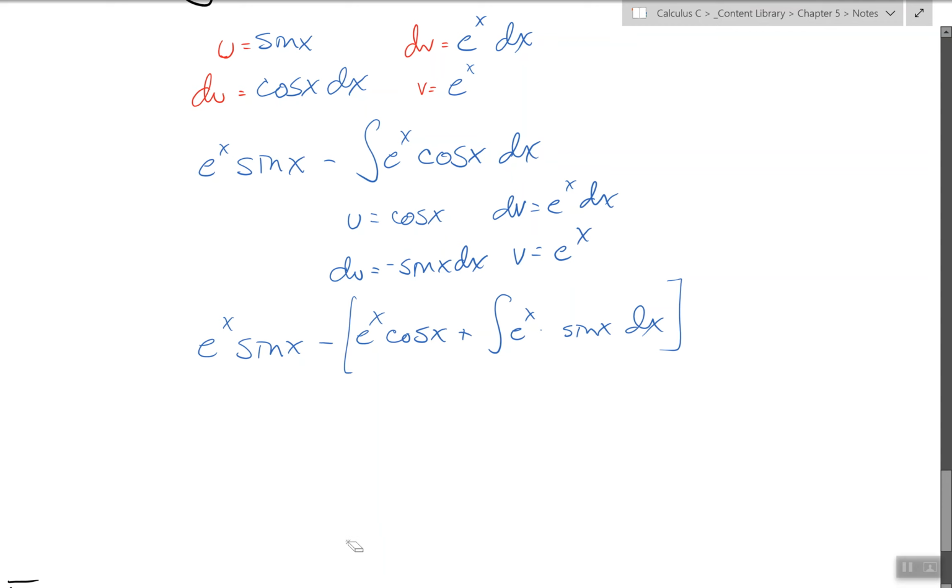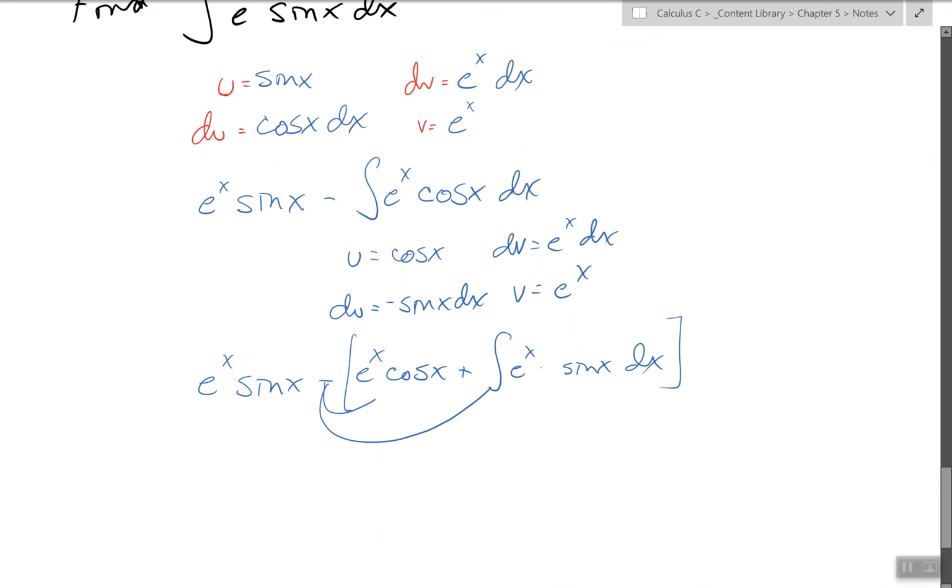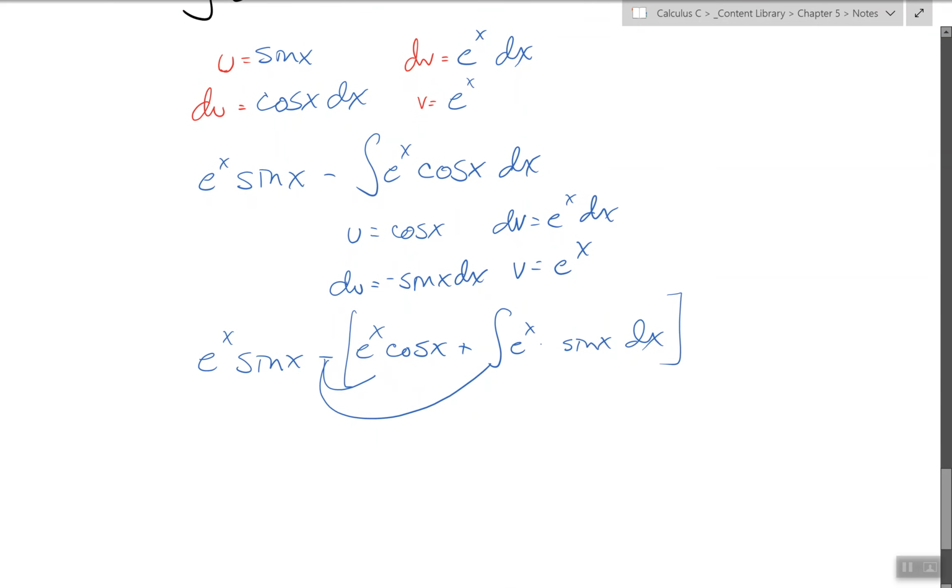Okay, so I'm actually going to go ahead and do this distribution now. And to save space, because there's another example down here, I'm going to start erasing some stuff. So just watch. The distribution turns that piece into a negative and this piece into a negative as well.